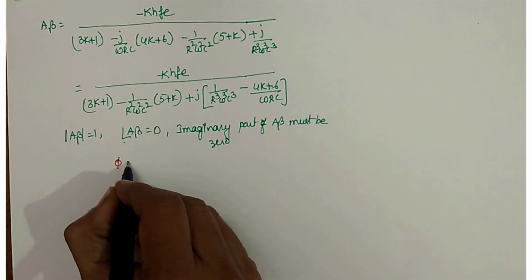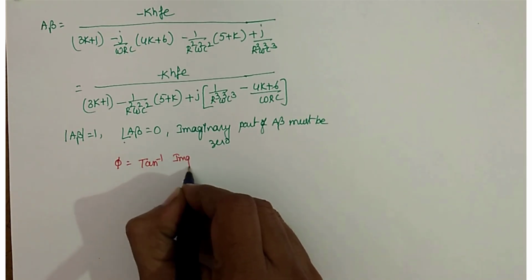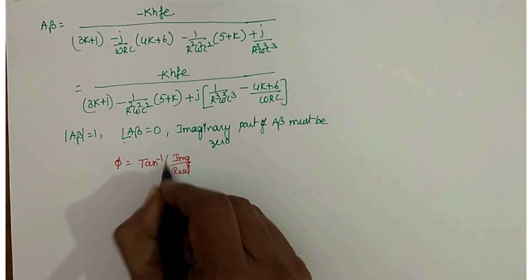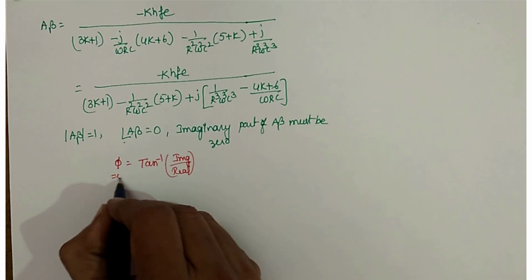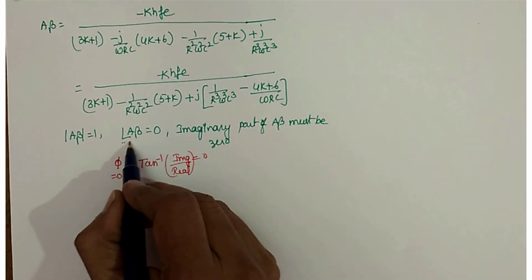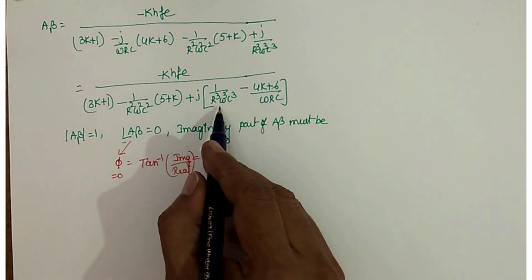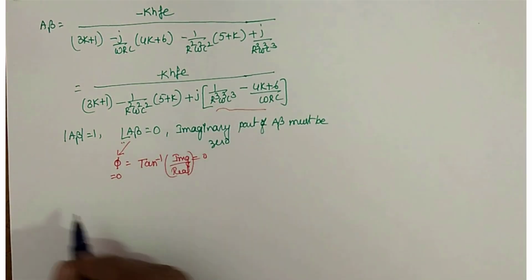Any angle phi is tan inverse of imaginary by real. When will you get 0? When this imaginary part is 0. Same way, angle a beta, let it be phi. To get 0, the imaginary part must be 0. So what is the imaginary part here? This is the imaginary part.